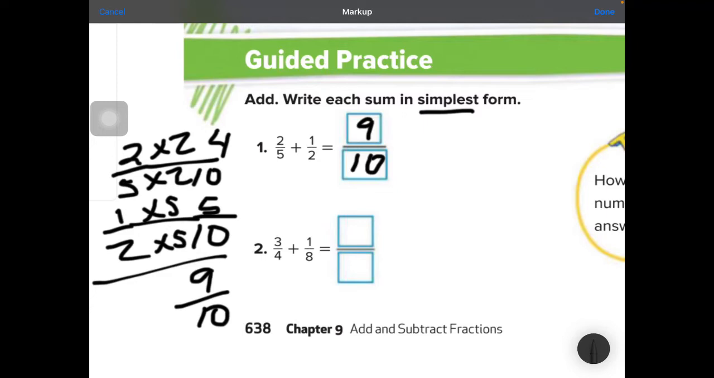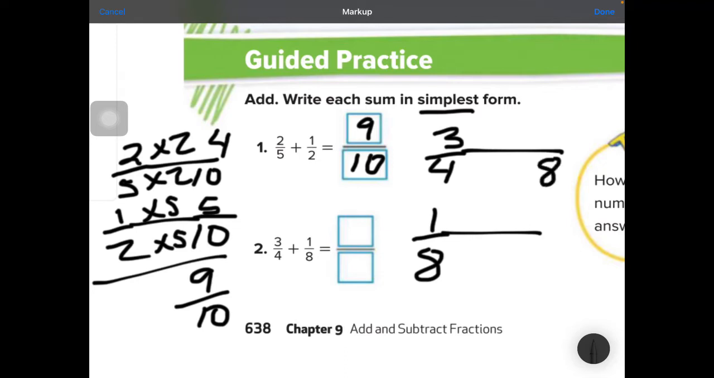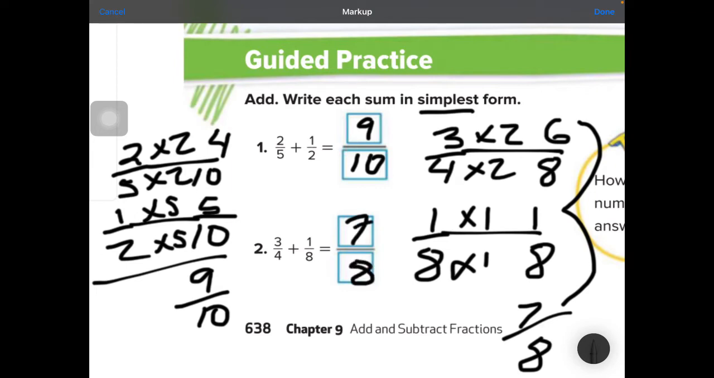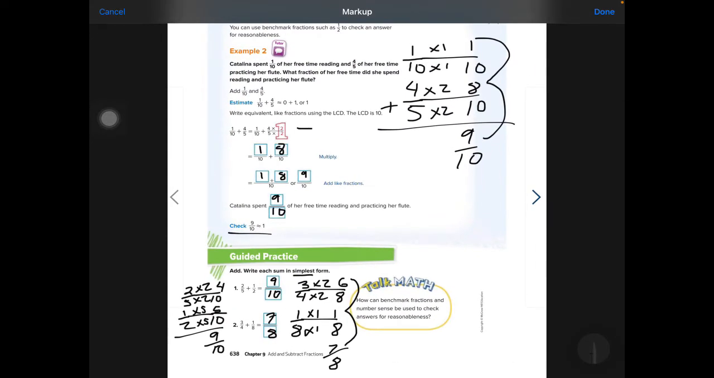All right, 3/4 plus 1/8. We're going to have a 3/4 over here and a 1/8. We're going to extend our lines. Now, looking at 4 and 8, if I were to skip count, I know that they would both have an 8 in their lineup. That is times by 1, so I do the same. That is times by 2, so I do the same up here. Now I have 6 plus 1 equals 7/8. Ta-da!